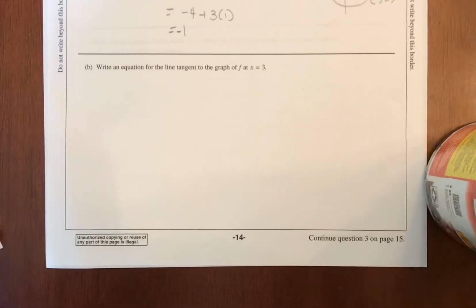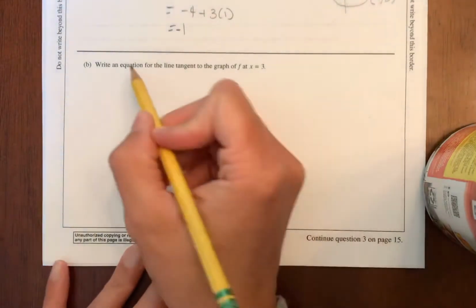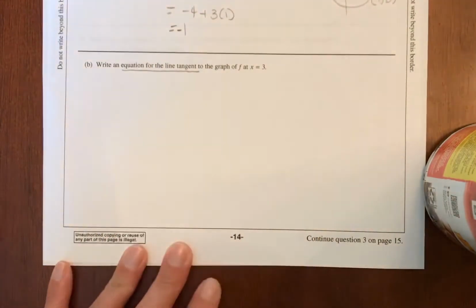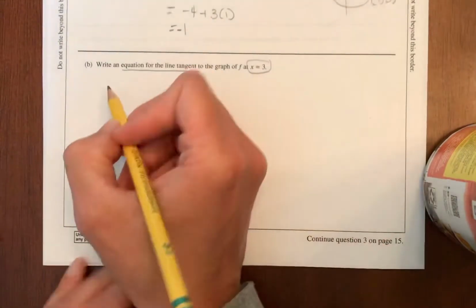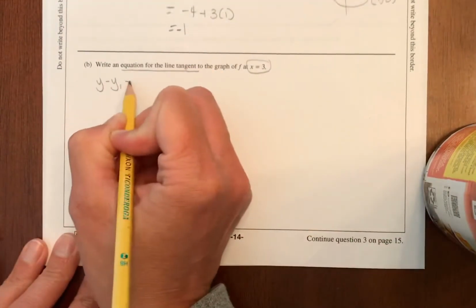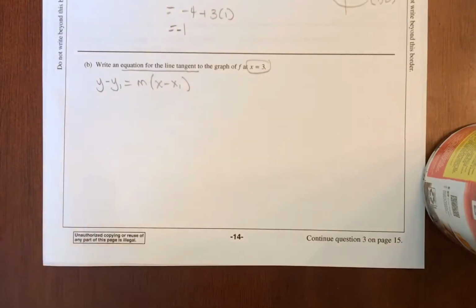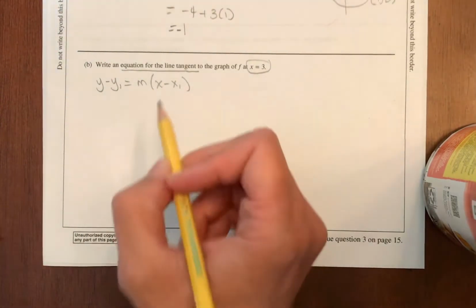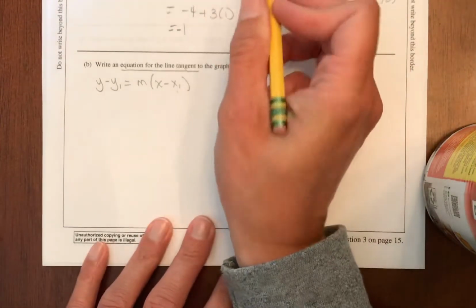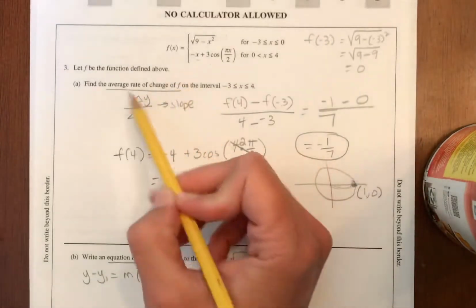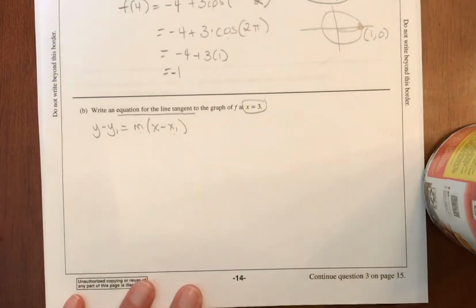Okay, here's part B. In part B, they're asking for an equation of a line tangent to the graph at x equals 3. So we've written lots of tangent line equations. I'm going to go ahead and write down point slope form to remind myself of everything I'm going to need. I already have x1. I'm going to have to plug that back in here to figure out what y1 is equal to. Okay, and then we also need the slope.